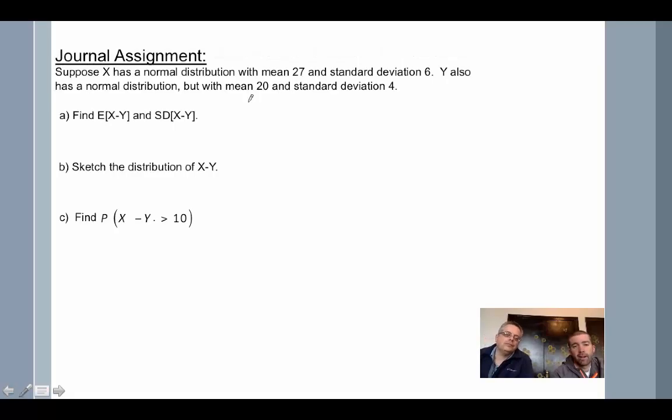So here we have X with the normal distribution, mean 27, standard deviation of 6. Y has a normal distribution with mean 20 and standard deviation of 4. So find the difference in expected value and standard deviation, sketch it, and then find the probability that the difference is greater than 10. Sounds good.